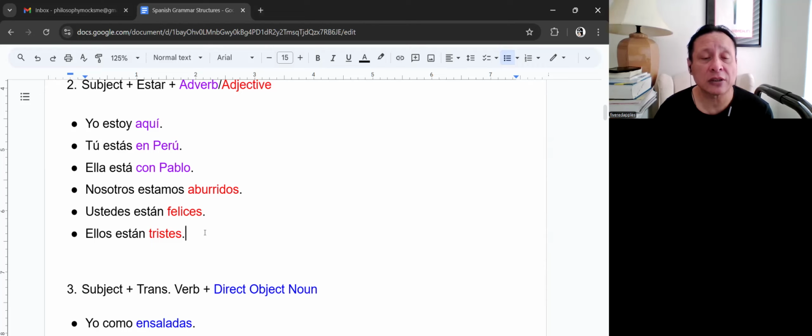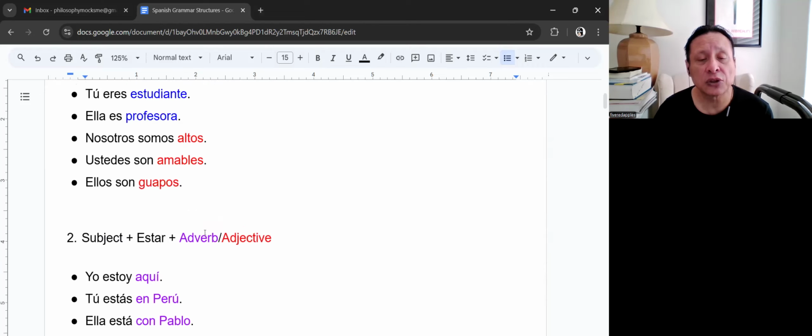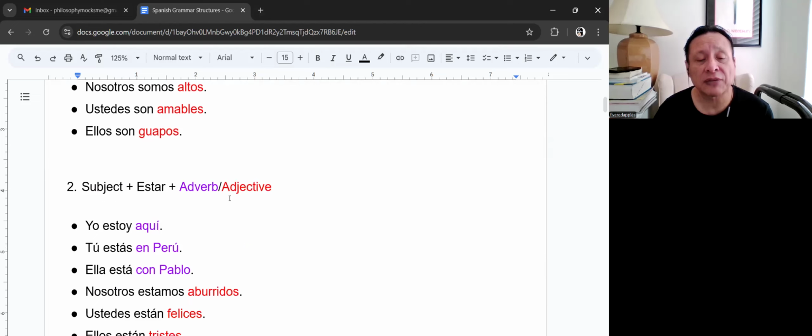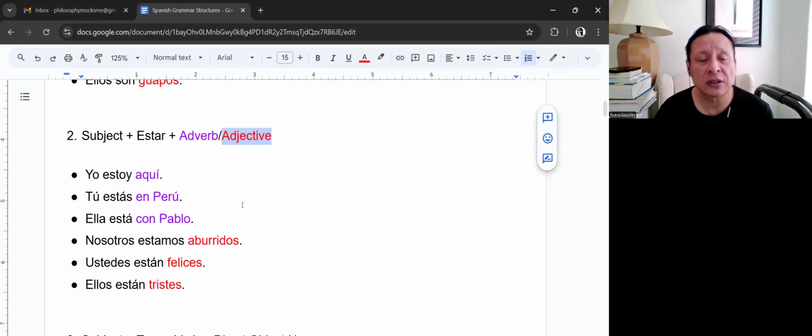Okay, so the first two patterns are basically the same. It's just that usually what comes after the ser is a noun or an adjective, and the adjective is a long-lasting quality. And after the estar, it's going to have some kind of adverbial or some kind of short-term quality, again, relatively speaking. Okay, those are the first two patterns.